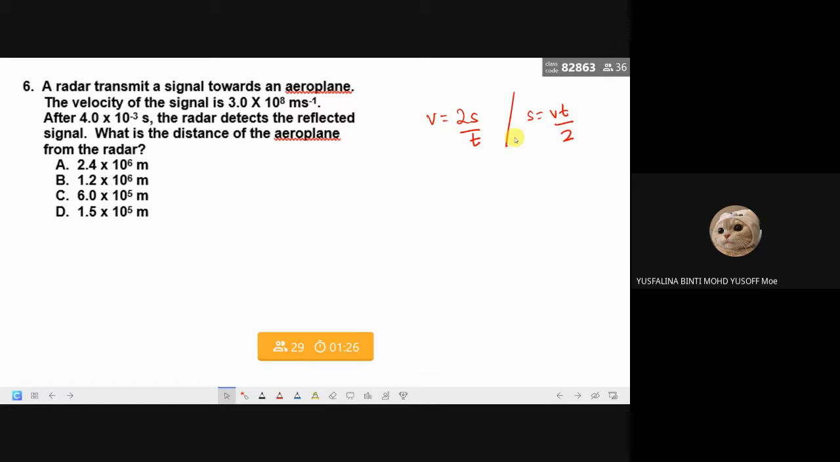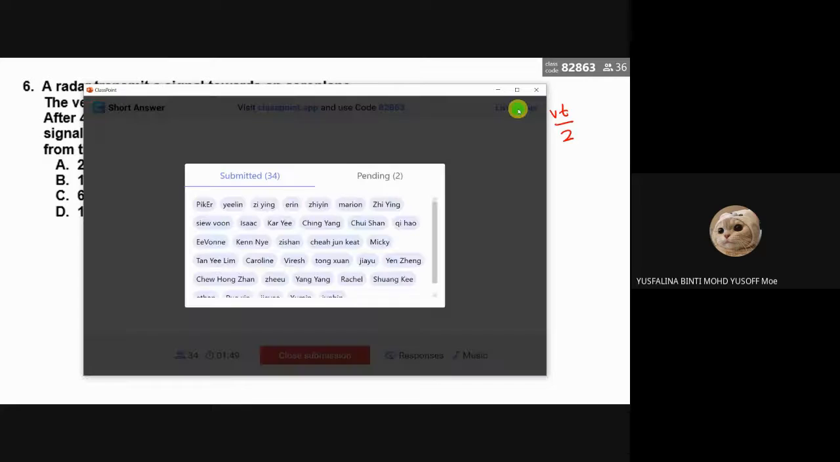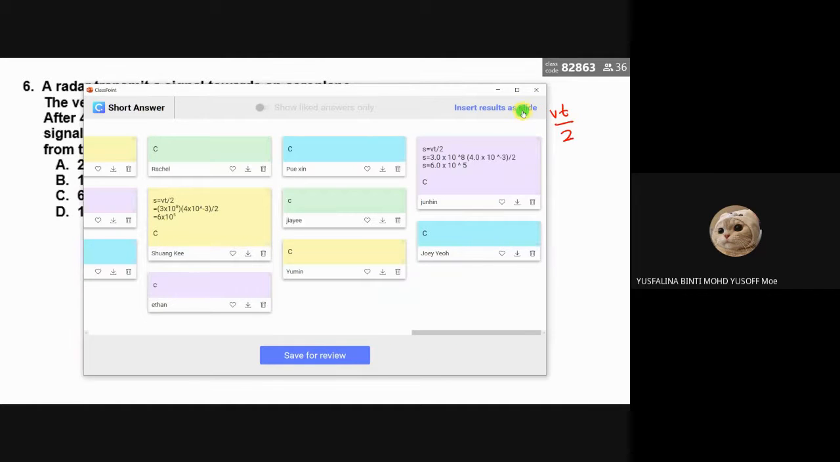Yes, Li Jiying. Do you have any questions? Teacher, just now I typed my answer wrong. Oh, you typed the wrong answer. You already submitted, is it? Yes. Okay, what is your answer? C. Okay, I noted. Because once you submit, you cannot make a correction. Okay, so close, insert result.